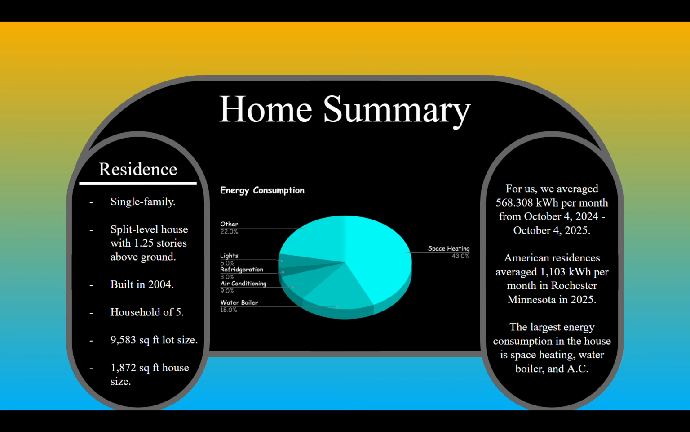For just us, we average approximately 568.3 kilowatt hours per month from last year, October to this October. Meanwhile, the American residents in my hometown, which is Rochester, average 1,103 kilowatt hours per month, with the largest consumption being space heating, water boiler, and air conditioning. The graph represents the usage from those energy sources.